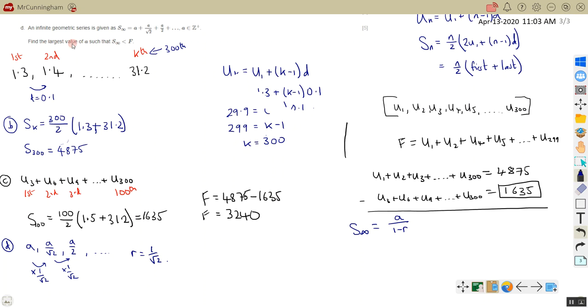So I want to find the largest value of a such that the sum of the infinite geometric sequence is less than f. And I've worked out f to be 3240. Okay, that is what f is. So let's put down the formula. I've got a over 1 minus 1 over root 2 is less than 3240.